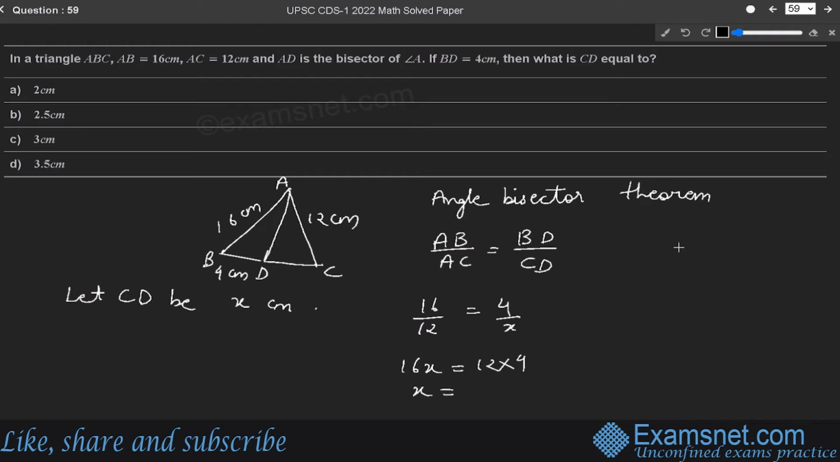So x will be equal to 3 centimeter, meaning the length of CD is 3 centimeter. So in this way we find what CD is equal to. I hope this question is clear to you. It was very simple. The main part here was the angle bisector theorem. So the correct option is option C, which is 3 centimeter.